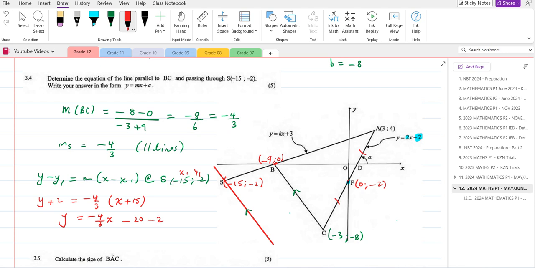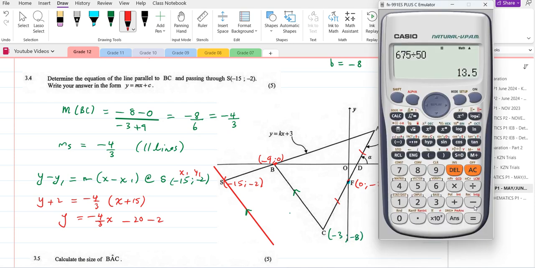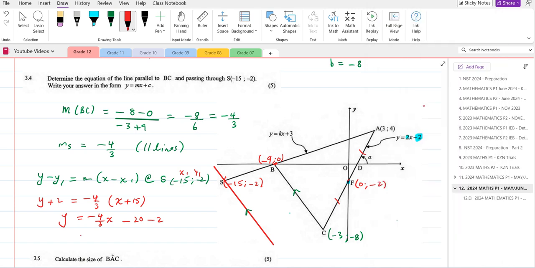So I just want to check this out. Minus 4 over 3, minus 4 over 3, again, minus 4 over 3 times 15. So what am I getting? I'm getting negative 20, and take the 2 over negative 20. So we will get negative 22. So minus 4 over 3x minus 22. That's the answer. Right, so we got the equation of this line as well. Next one.